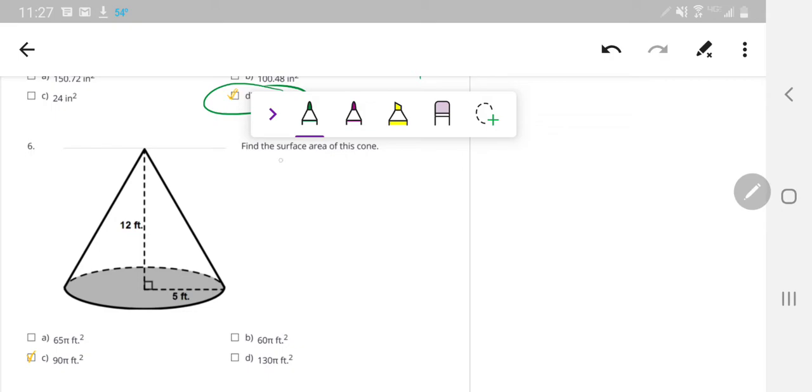Now we're on to cones. Find the surface area of a cone. So now what's our formula for a cone? Great question, right? So let's look that up. All right, cone. Surface area of a cone equals, I'm just looking off the reference sheet that you guys have, pi r L plus pi r squared.